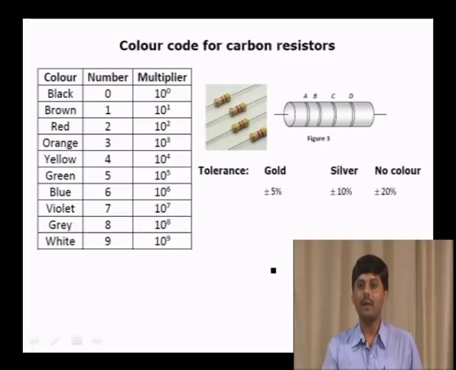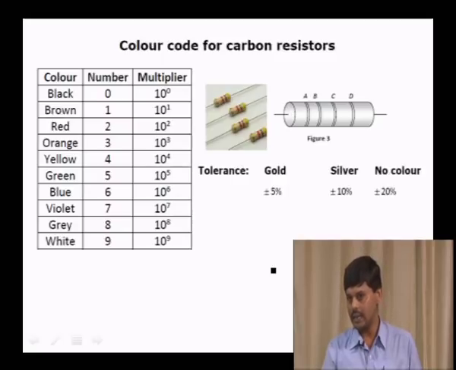The colors are black, brown, red, orange, yellow, green, blue, violet, grey, white. Black is 0, brown 1, red 2, orange 3, yellow 4, green 5, blue 6, violet 7, grey 8 and white 9. This is followed by the multiplier, which is the power of 10 to which the number is raised.